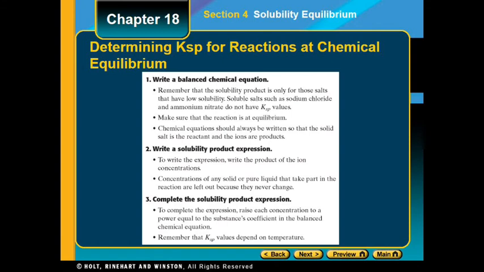So you write a balanced chemical equation first. Remember, we're only going to look at the solubility product for salts that have low solubility. Make sure the reaction is at equilibrium. The equation should always be written so that the solid salt is the reactant and the ions are the products. Then we'll write our solubility product expression. We have to include concentrations of our ions, but anything in solid or pure liquid form does not take part. And we will remember KSP values depend on temperature.